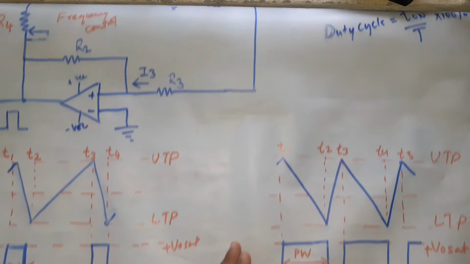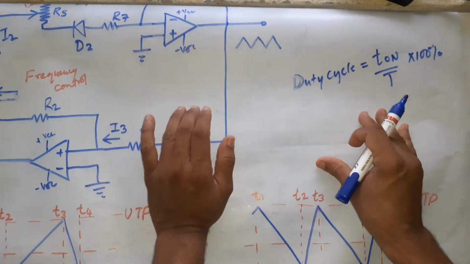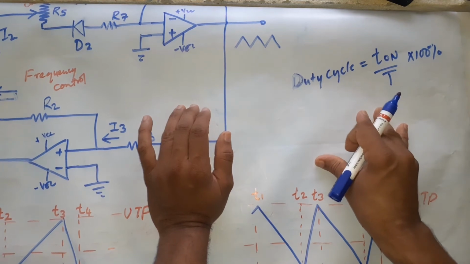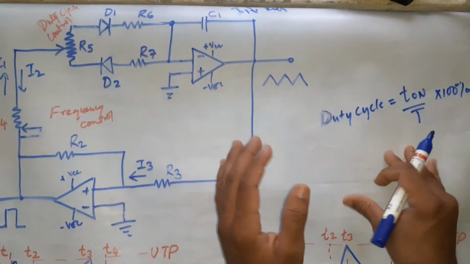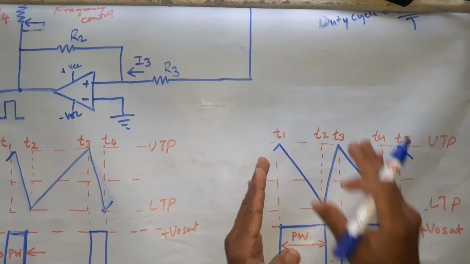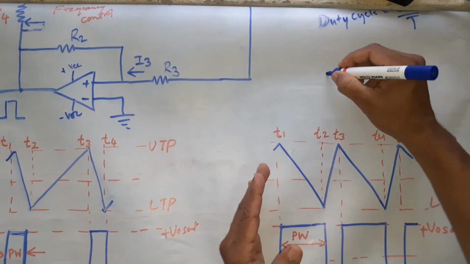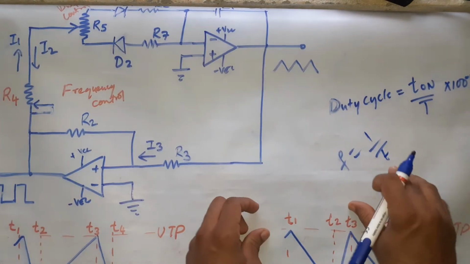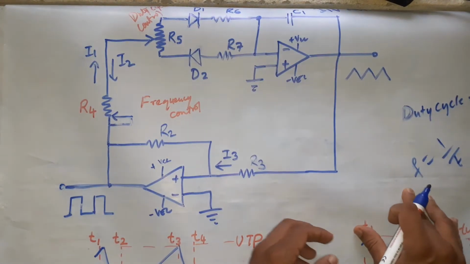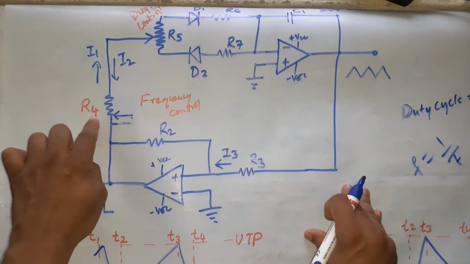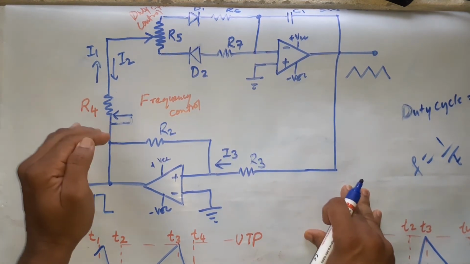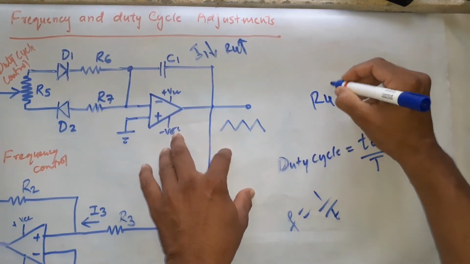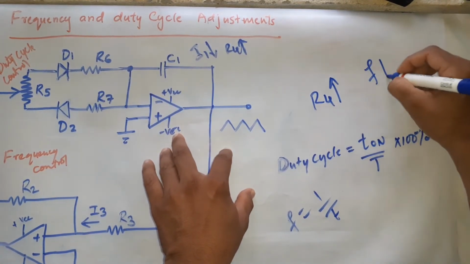What happens to the frequency? If the time period is increased, frequency has to decrease, isn't it? If the time period increases, we know that frequency is equal to 1 over T. So if time increases, frequency has to decrease. Understood? So with increase in R4 value, frequency will decrease.